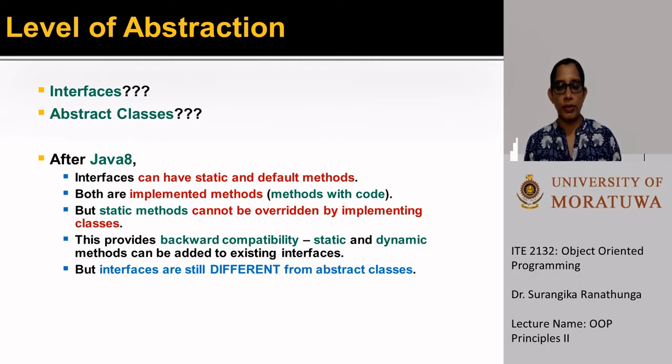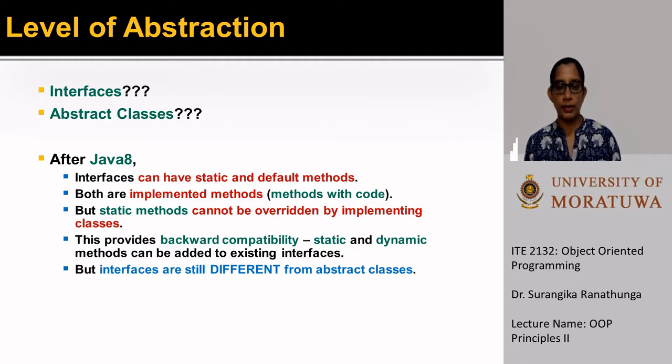So both these types of methods are just methods with code, or we say implemented methods. The only difference is in static methods, they cannot be overridden by the classes that implement the interface. In contrast, the default methods can be overridden by the implementing classes. So this has been introduced because of a very tight, rigid restriction the interfaces introduced.